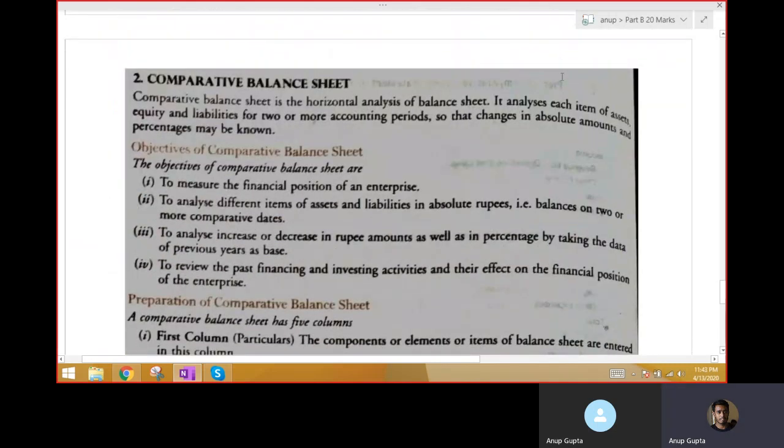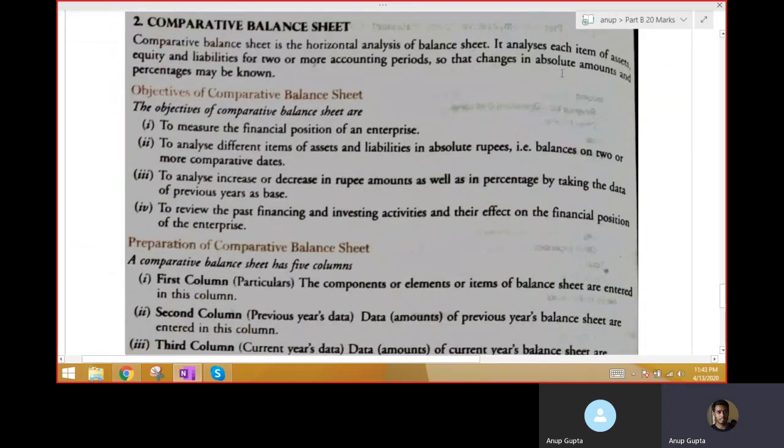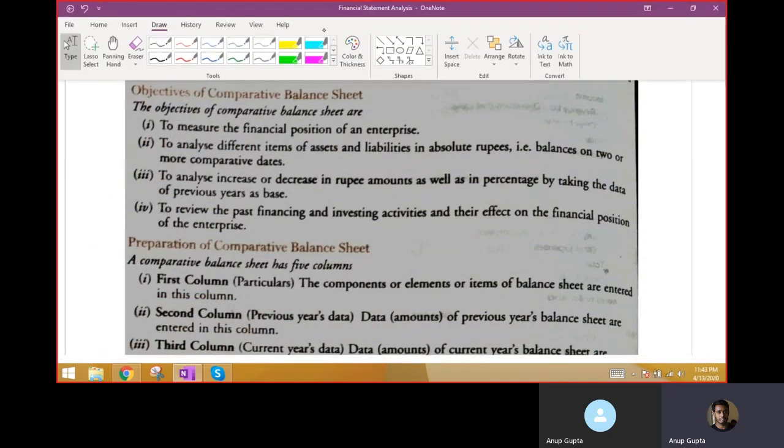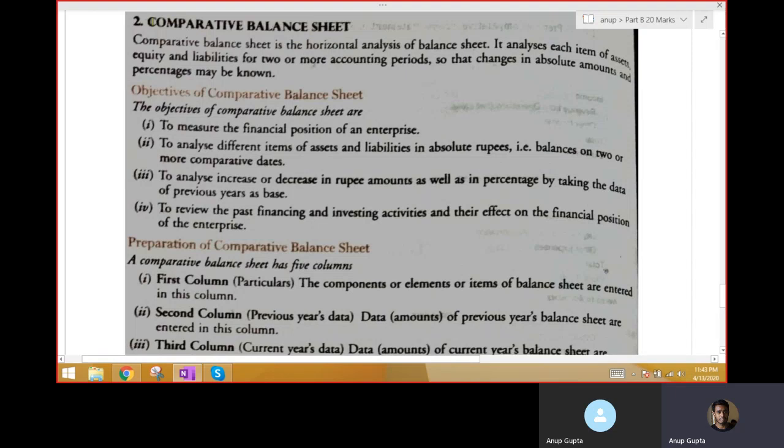Then we'll study the comparative balance sheet, because we have done the comparative statement of profit and loss. Now we'll do the comparative balance sheet. Okay, what is the comparative balance sheet? Comparative balance sheet is a horizontal analysis of the balance sheet, in which each item of assets and liabilities for two or more accounting periods is recorded, and their absolute changes and percentages may be known.